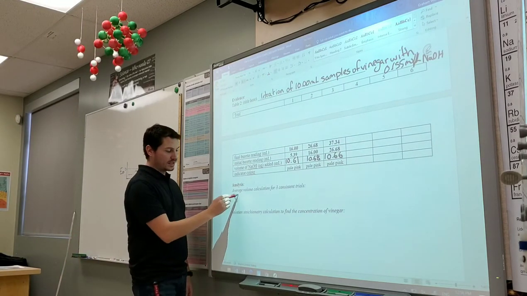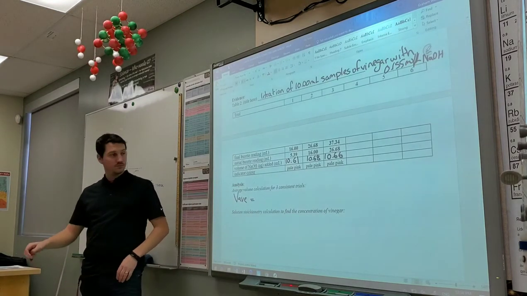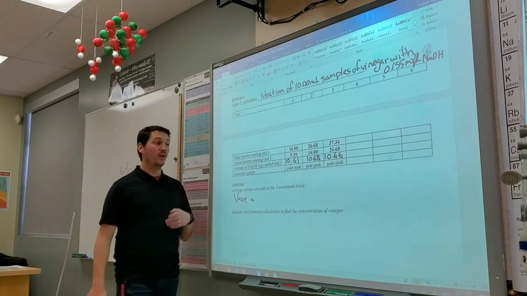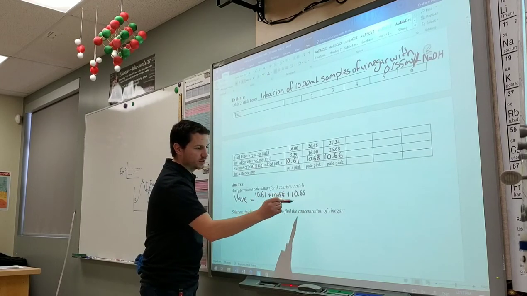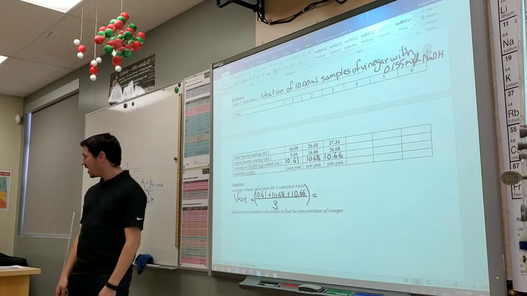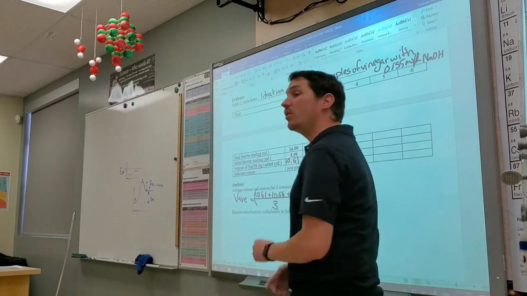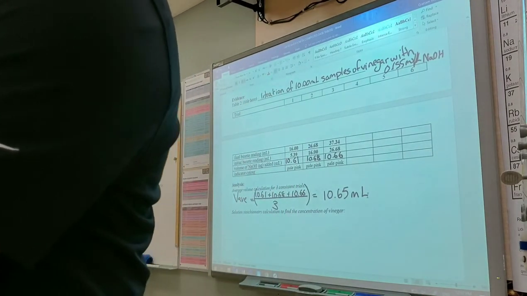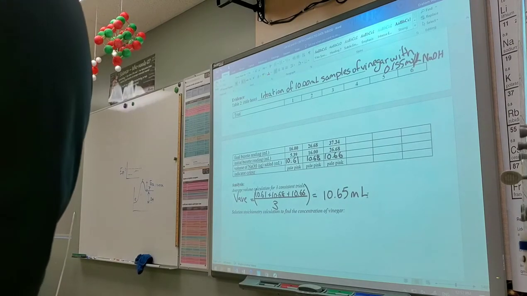So again, let's calculate the average volume, V average. We'll add up all of our volumes, 10.61 plus 10.68 milliliters plus 10.66 milliliters, and divide by 3. 10.65? Yeah. I'm curious, how many people got close to 10.6-ish yesterday for their average volumes? 10.59? 10.60. That's pretty good. That was your last two.